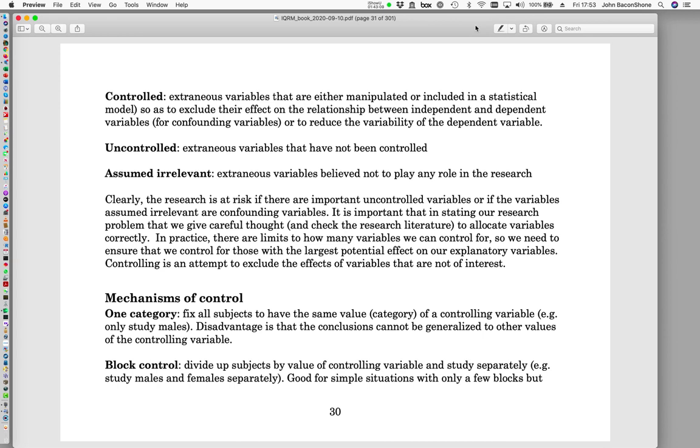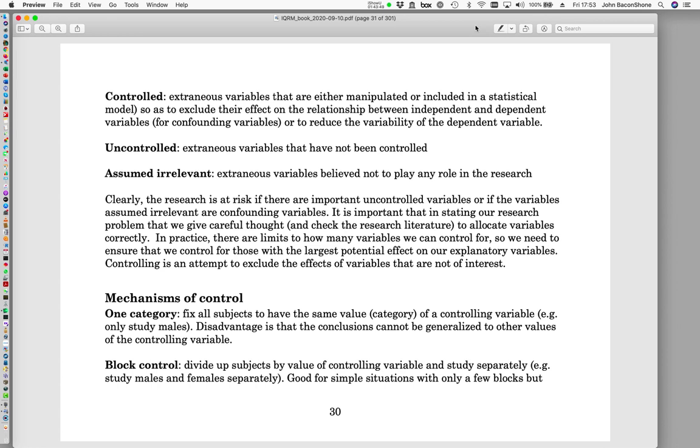Okay? Now, the mechanisms of control, first of all, manipulation. The simplest mechanism is one category. That means all the subjects have the same value of the controlling variable. So let's say I'm interested, again, my example of education and income, and I decide I don't have enough resources to study the whole population, so I'm only going to study males, or I'm only going to study females. Okay? That clearly makes it simpler because I don't have to worry about the effect of gender.